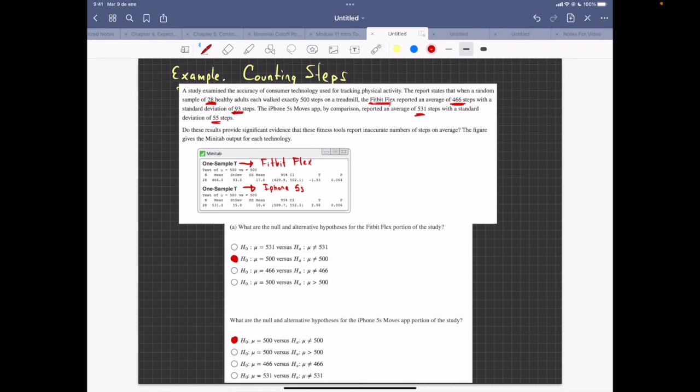Yeah, I mean the evidence says for the Fitbit Flex that it's less than 500, and for the iPhone it's greater than 500. So it should be this one, but no, the right answer according to Achieve for both is actually mu equal to 500 versus different. We can do it with different, right? But I think it would be more correct if we do it with greater. But well, anyway.